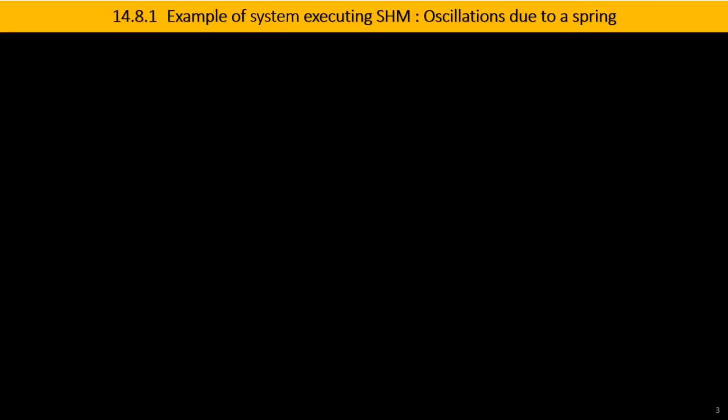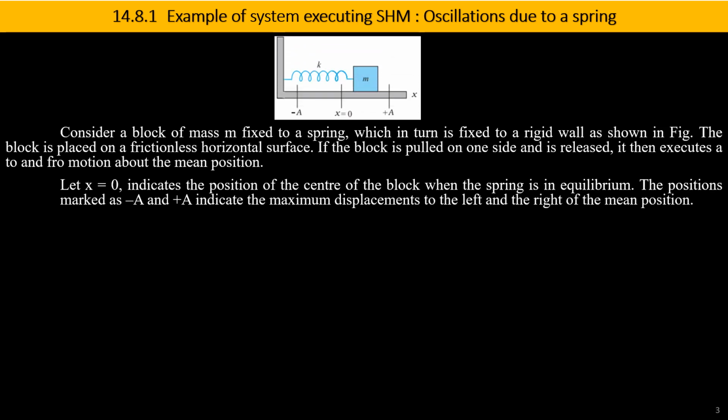The simplest example of a system executing simple harmonic motion is oscillations due to a spring. Please consider a block of mass m fixed to a spring, which in turn is fixed to a rigid wall as shown in the figure. The block is placed on a frictionless horizontal surface. If the block is pulled on one side and is released, then it executes to and fro motion about its mean position.